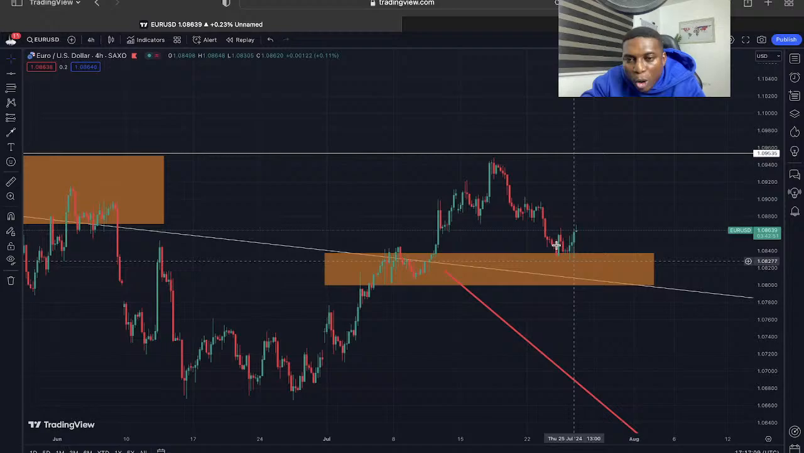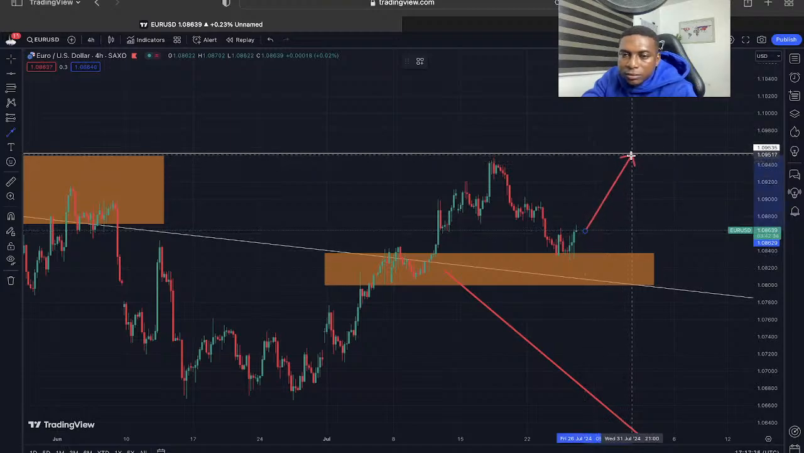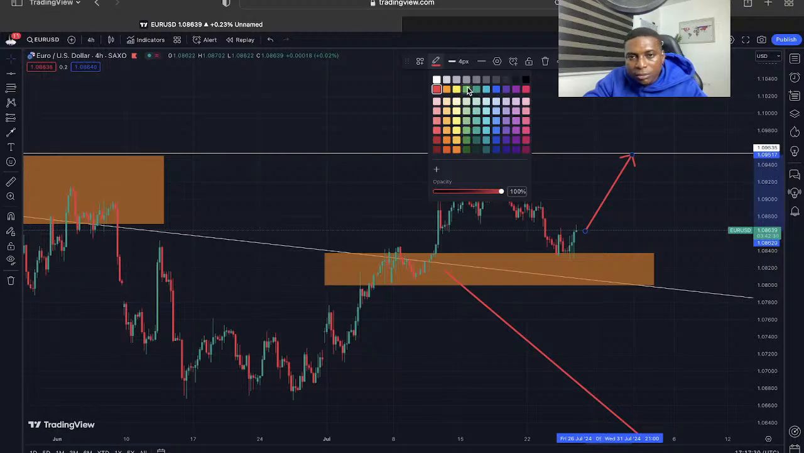So as an intraday trader, what are you looking at next? Your next target level on the Euro USD would be this. That's your next target level on Euro USD.